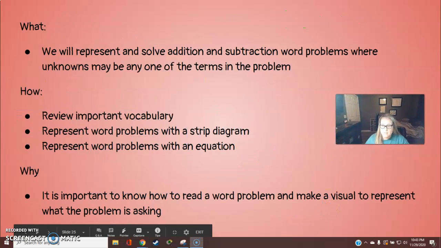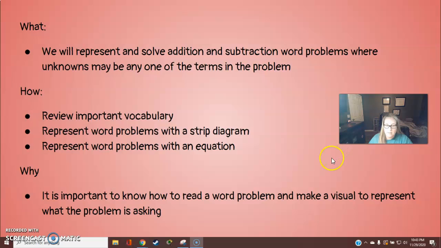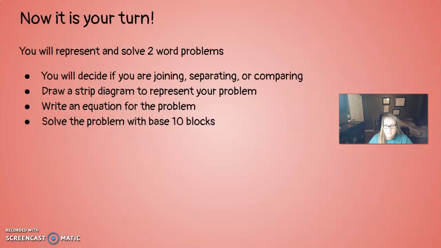So let's review what we talked about today. Today we talked about how to represent and solve addition and subtraction word problems where we may not know one of the terms. We reviewed important vocabulary. We represented word problems with a strip diagram and an equation, and then we solved using base 10 blocks. And we did this because it's important to know how to read a word problem and make a visual to represent what the problem is asking. Now it's going to be your turn.